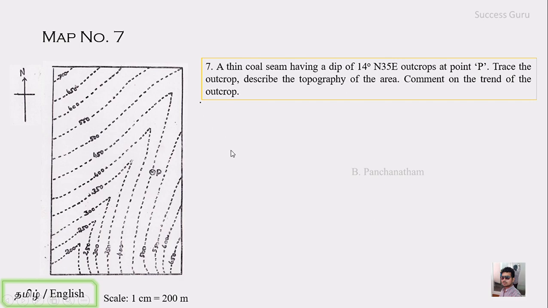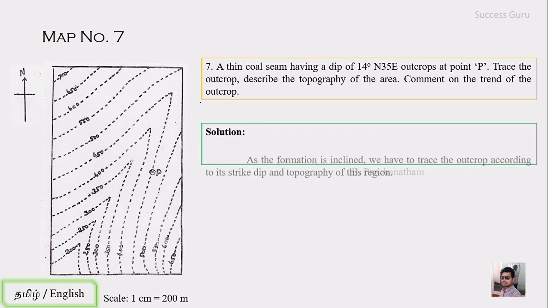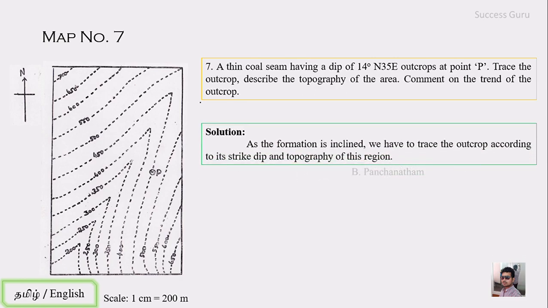Okay, is that clear? Okay, so let us solve in a regular way. As you know, the formation is inclined. We have to trace the outcrop according to its strike, dip, and topography of the region, right? And we had solved map number 6, you remember, right? So whenever there is an equal value of strike and contour, there will be an outcrop. Okay, so what we have to do is first of all trace the strike direction. For that, we have to trace the dip direction. As you know, the relation between the dip and strike is 90°. Okay, is that clear? So let us go one after the other.